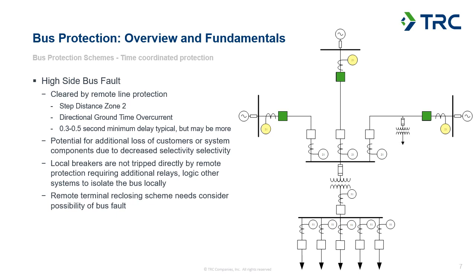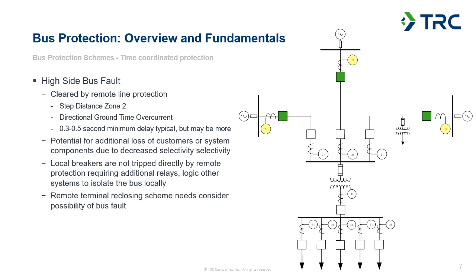One other disadvantage is that the local breakers at the station that actually had the fault are not tripped directly by this remote protection. So they may have to either be manually opened to isolate the system and bring the rest of those lines back online, or they may be automatically tripped off through other protection or logic methods that you could use to detect that the bus has been isolated and automatically open those breakers.